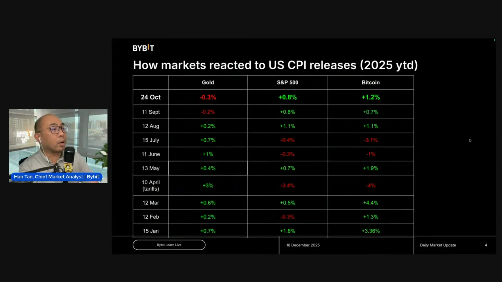Okay, so here's a quick look at how markets have reacted to US CPI releases over the past year, right? I've highlighted some big assets: gold, S&P 500, and Bitcoin. And then after this, we'll look at some forecasts for you. But if you've got any questions, let me know. Okay, I see some chats here.